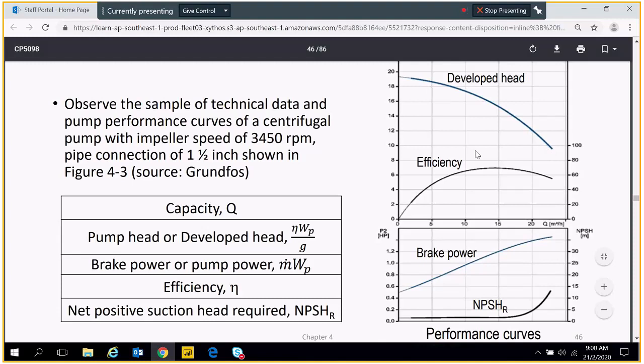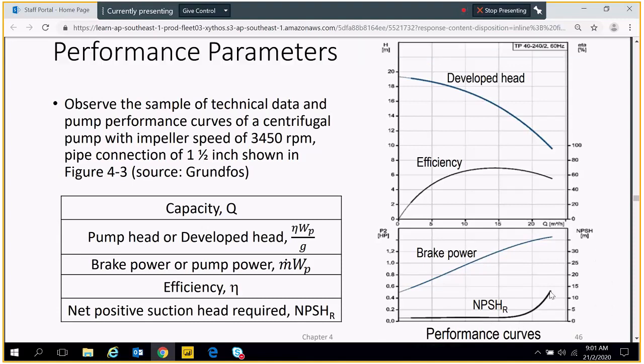And vice versa. Efficiency, this is the maximum efficiency, this one here. The brake power is defined here. The mass flow rate times the pump work. WP is in joule per kilogram. Net positive suction head required is this one.